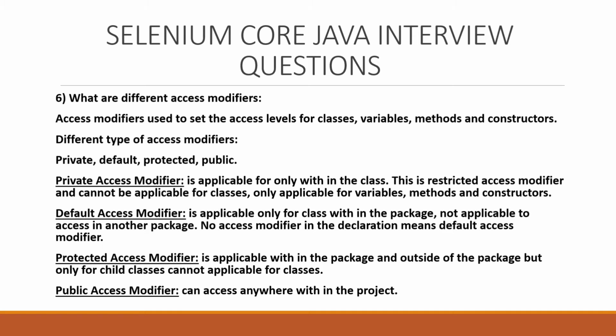The next access modifier is the public access modifier. We can access it anywhere within the project. Public access modifier means we can access it anywhere inside our project.